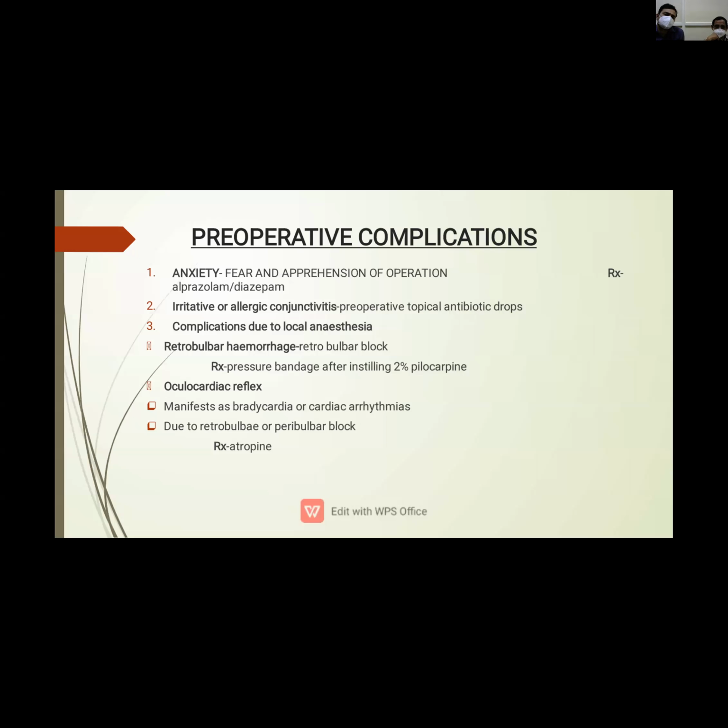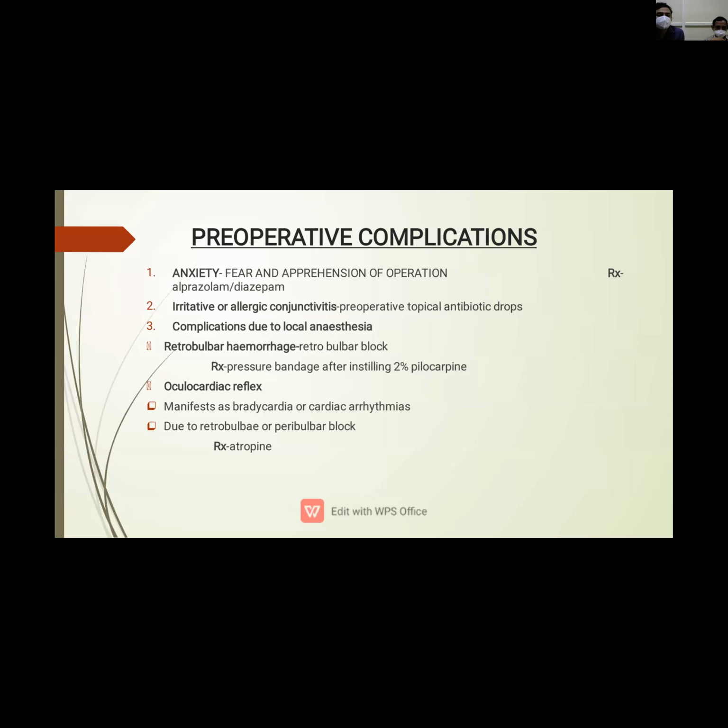Irritative or allergic conjunctivitis. It is due to use of pre-operative topical antibiotic drops. Complications due to local anesthesia. Retrobulbar hemorrhage. It is due to retrobulbar block. It can be managed by using immediate pressure bandage after instilling 2% pilocarpine drop. Oculocardiac reflex. It manifests as bradycardia or cardiac arrhythmias. It is due to retrobulbar or peribulbar block. It can be treated with an IV injection of atropine.